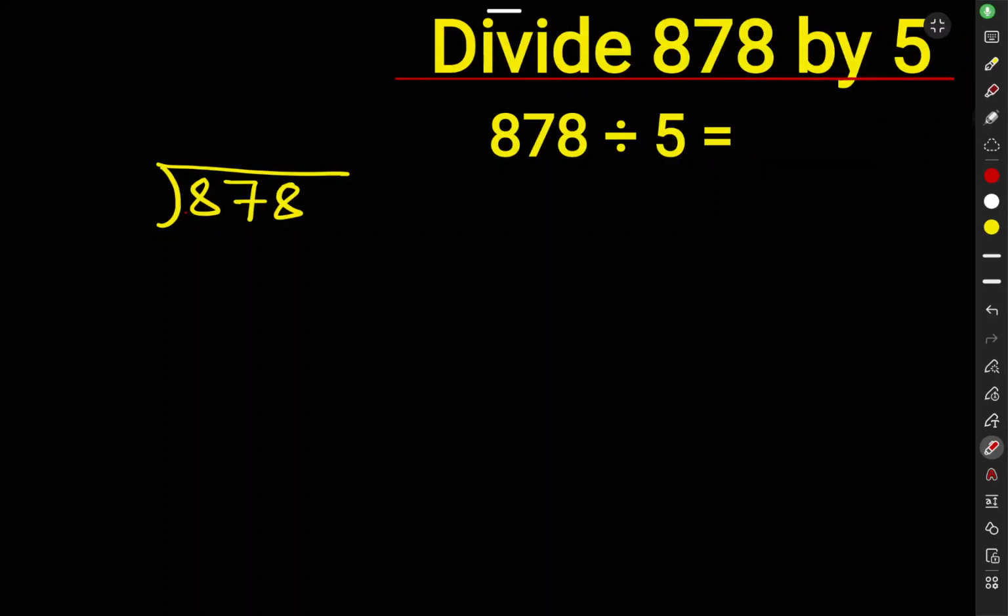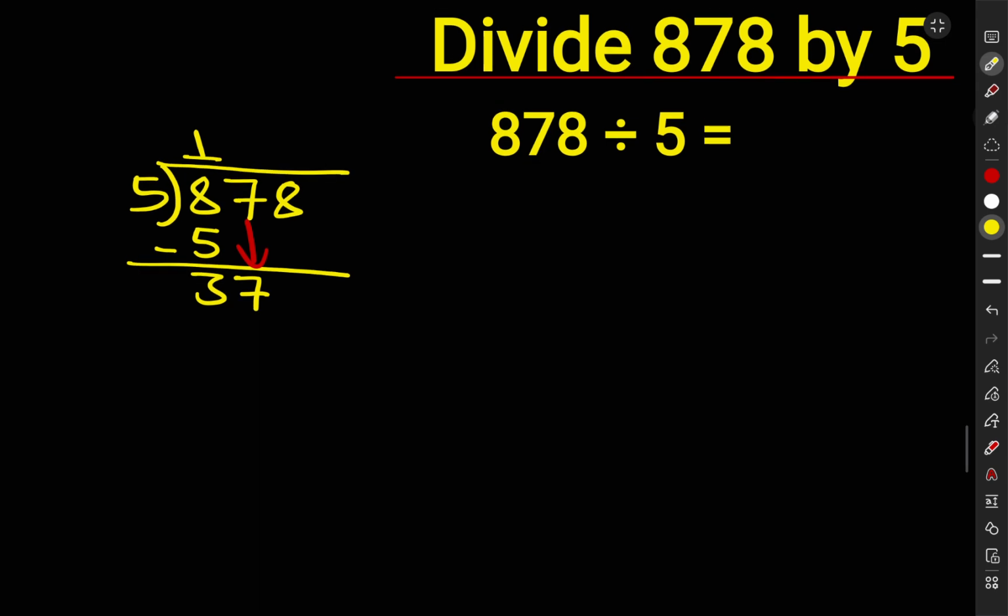We divide 878 by 5 in long division method. 5 times 1 is 5. On subtracting we get 3. So now we put down this 7 and it is 37.